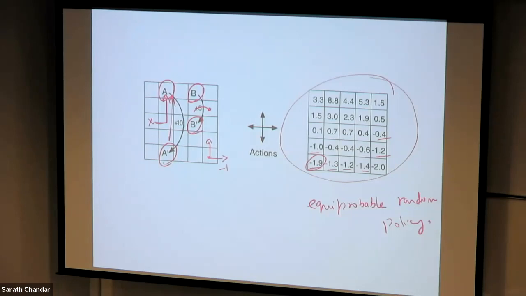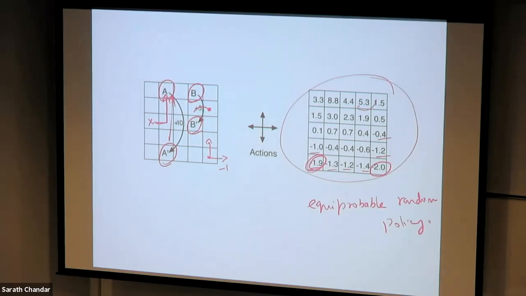In the top you have A and B. This corner is more negative than the edges because you have a 1 by 2 probability of going outside, which means you are going to get more negative rewards. So in some sense, these values tell us roughly what to do in these states. And another interesting thing that you can see here is because we have this equiprobable policy, right?